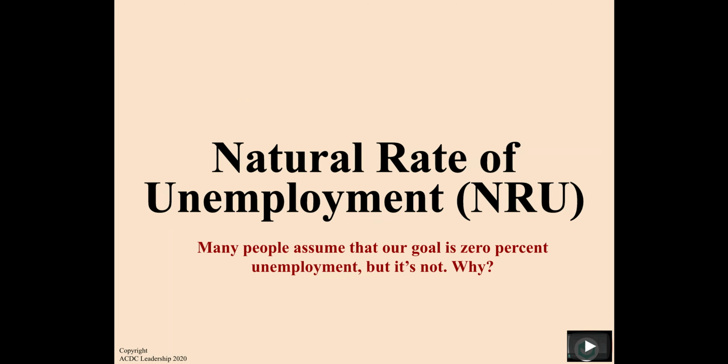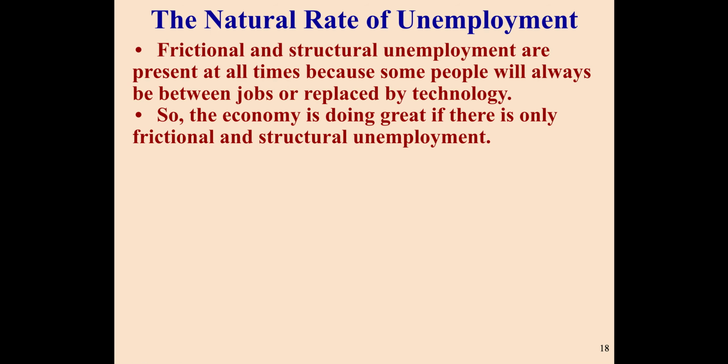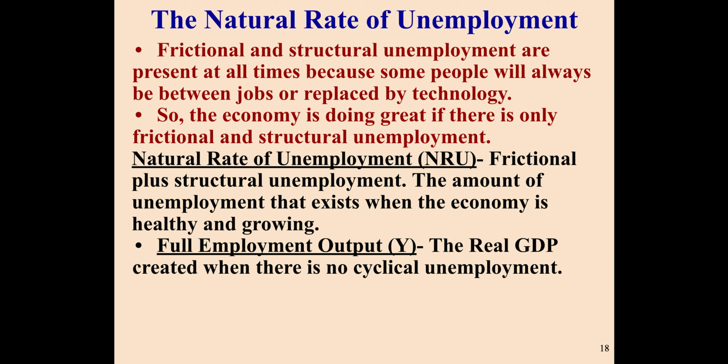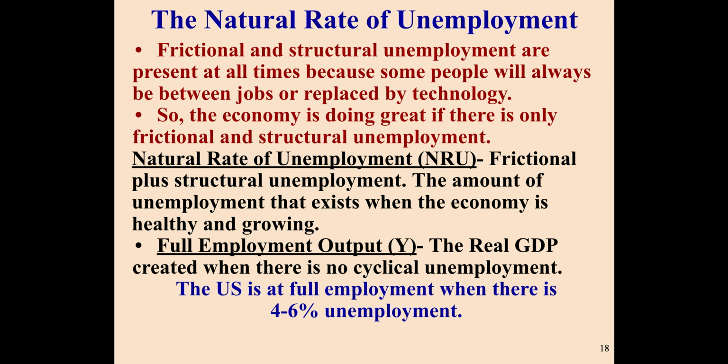Next term is called the natural rate of unemployment. Many people assume that our goal is 0%, but it's not. The natural rate of unemployment is when frictional and structural employment are present at all times because some people will always be between jobs or replaced by technology. So the economy is doing great if there is only frictional and structural unemployment. So the NRU is the frictional plus the structural unemployment, the amount of unemployment that exists when the economy is healthy and growing. The real GDP created when there is no cyclical unemployment is called the full employment output. Generally, the US is between 4 and 6%. That's a healthy or okay place to be.